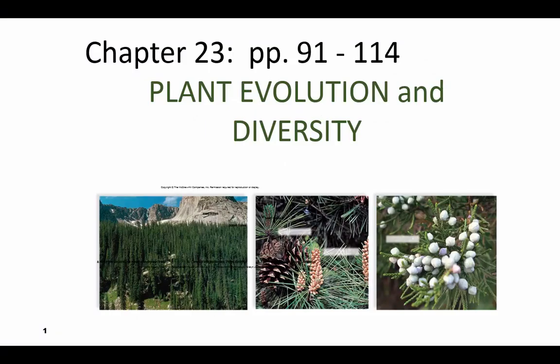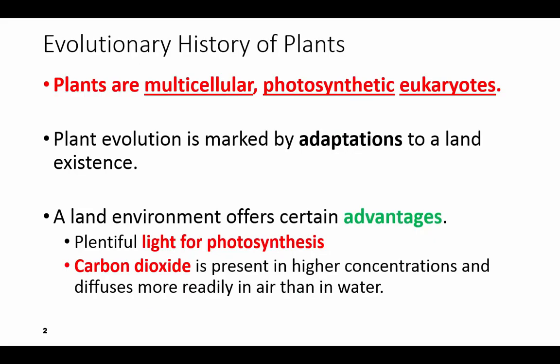Alright, now we're going to start our discussion of Chapter 23, which begins our ecology unit, and we're going to be looking at plant evolution and diversity. Our first objective reads, define plants. Explain what adaptation made them suitable for terrestrial existence.